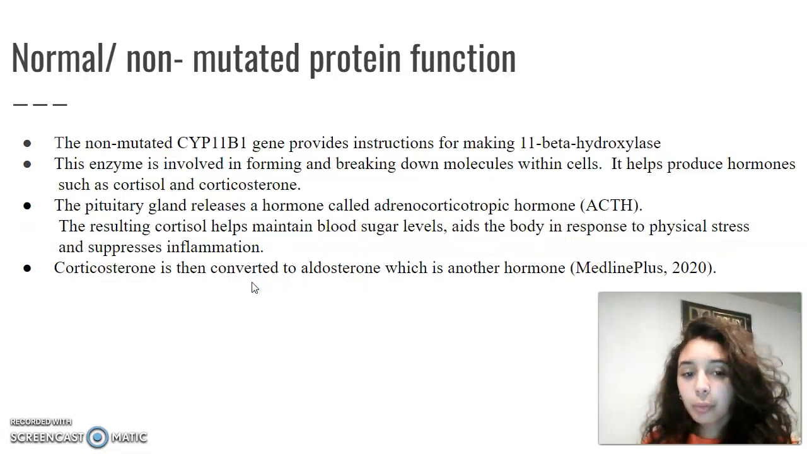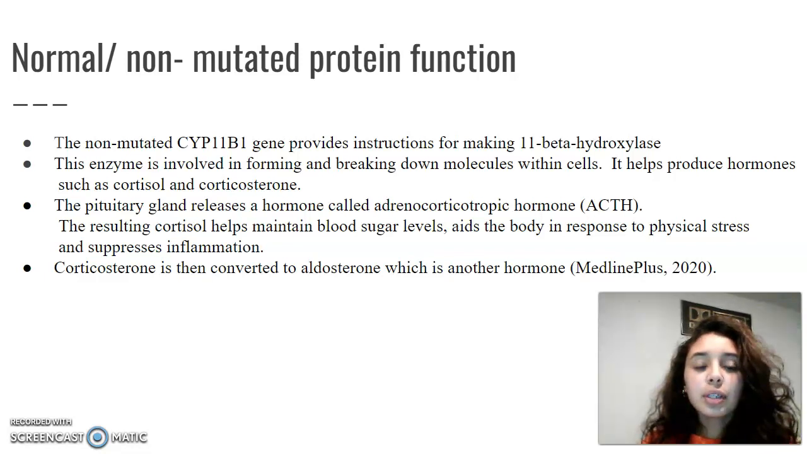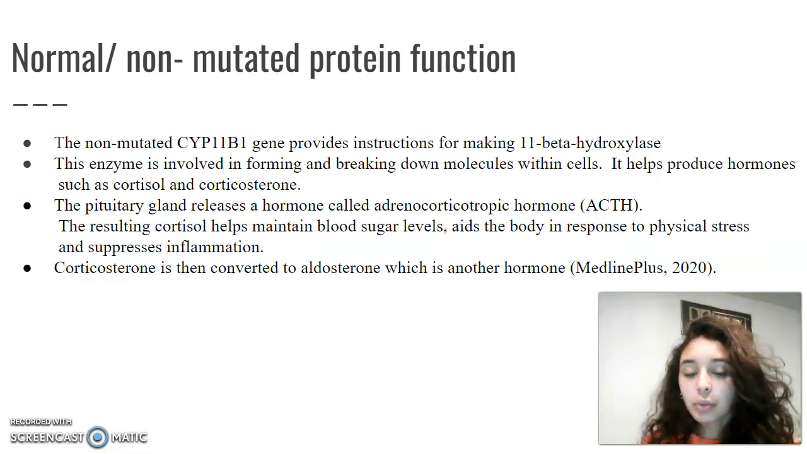The non-mutated form of this gene, the one that has no changes, produces an enzyme that usually is involved in forming and breaking down molecules within the cells and helps produce hormones. The pituitary gland, which is another endocrine-related organ, releases adrenocorticotropic hormone, ACTH, and the resulting cortisol helps maintain blood sugar levels, aids in the body's response to physical stress, and suppresses inflammation. Corticosterone is then converted to aldosterone, which is the other hormone that I discussed earlier in the presentation.